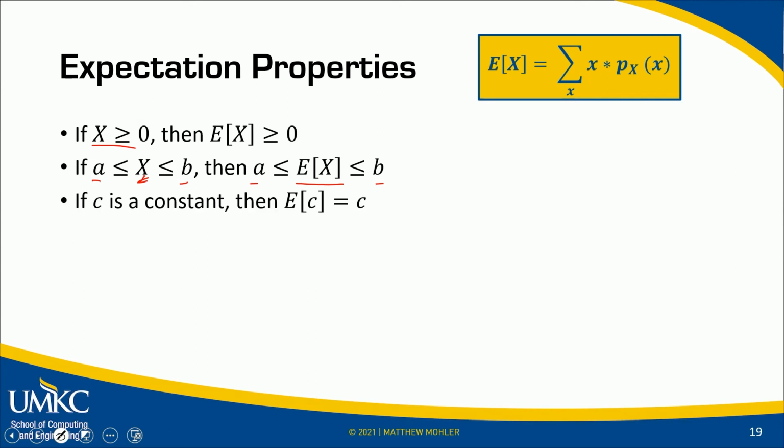The last one we'll look at is that if we have some constant c that is an input to an expected value formula, then the expected value of c is just c. Again, should make sense. There's only one possible outcome because c is a constant. So if we look at the probability mass function there, you're going to have a value of c with a probability of 1. And so the expected value is always just going to be that value c.